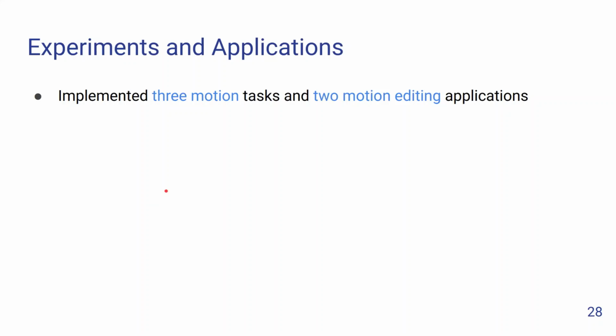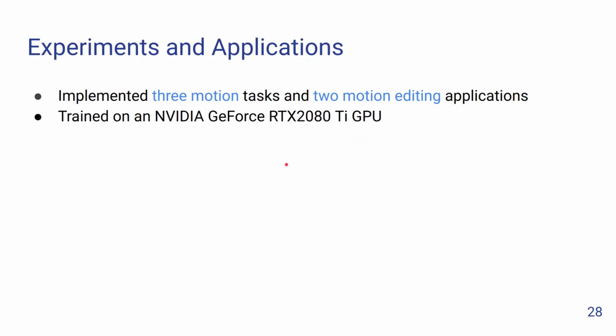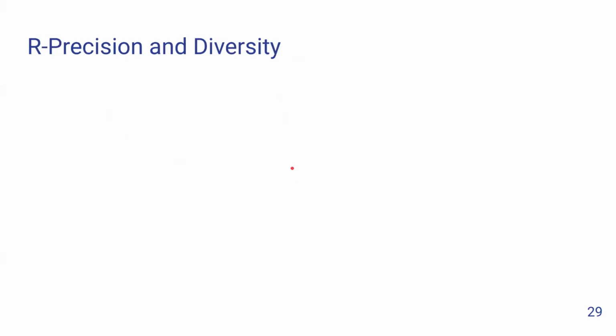And what the authors did was test their model on 3 motion tasks and 2 motion editing applications here. They trained their model on the NVIDIA GeForce RTX GPU throughout all these experiments with 1000 noising steps and the cosine noise schedule. But before we get started with the experiments, let's address some of the new metrics that will be used to measure the performance of the MDM.